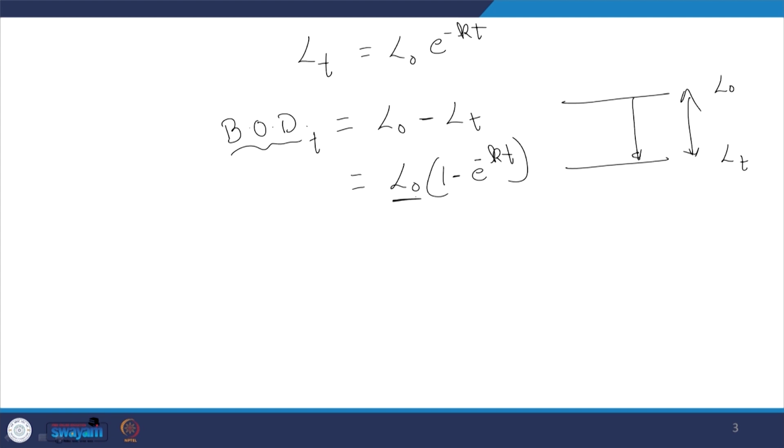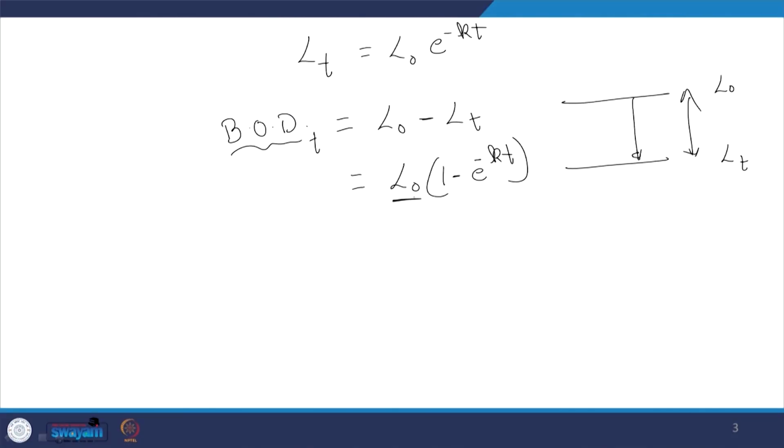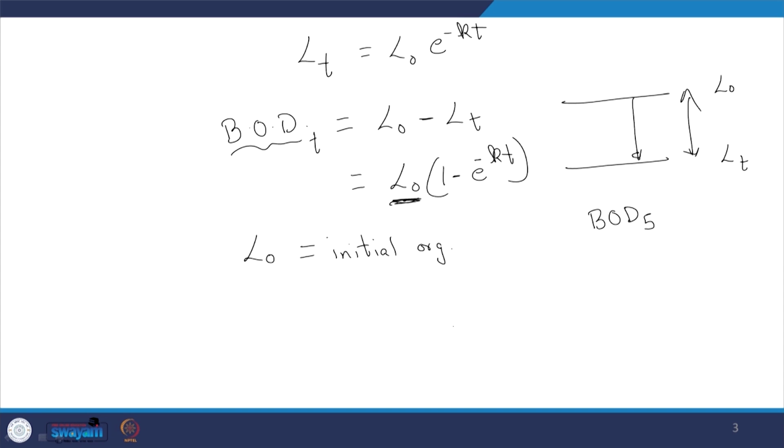If I know the estimate for the organic content, there are two aspects to keep in mind. L naught is the initial organic content, right. But how do I measure L naught? Typically I am only measuring BOD 5, or after 5 days. But as you know, within 5 days not all the organic content is going to be consumed, but I want to be able to measure all the organic content, or the ultimate BOD.